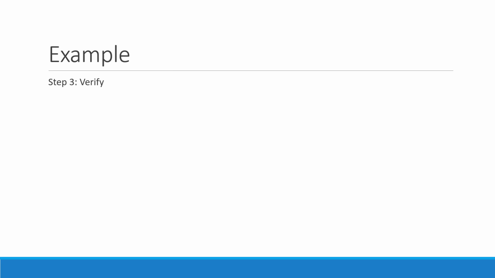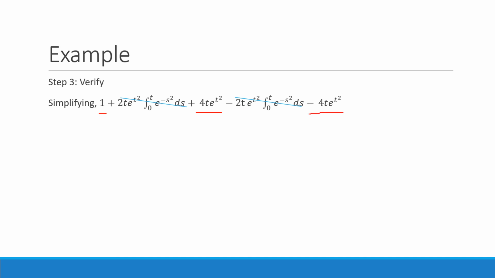So now verifying, if we simplify the equation we created by doing the plugging in, off the bat we can cancel out those two integrals. So we are left with 1 plus 4t e to the t squared minus 4t e to the t squared. Those 4t e to the t squareds also cancel out and we're left with 1. So again, we can say that y of t is a solution of the given differential equation.